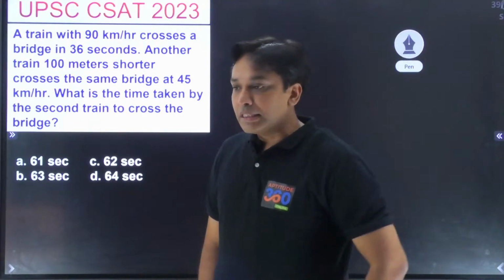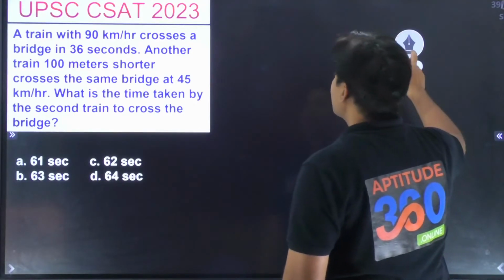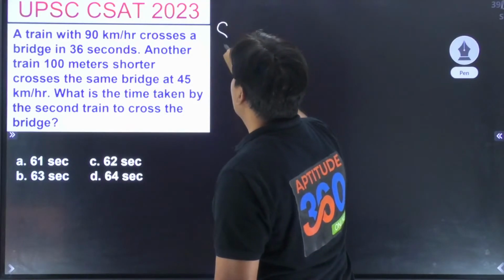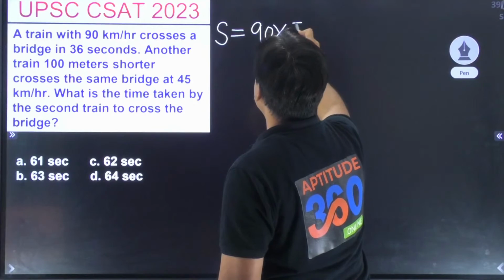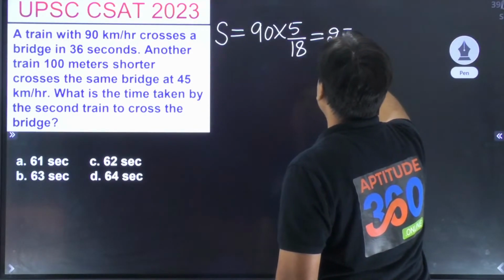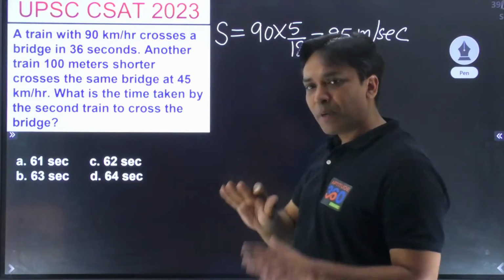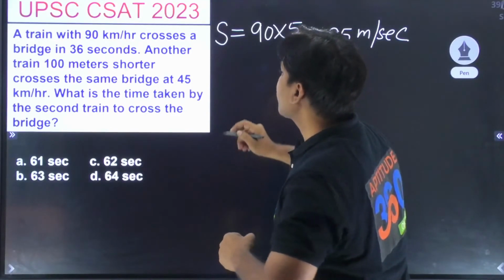A train with 90 kilometers per hour. How do we solve this problem, by the way? Crosses a bridge in 36 seconds. So what is the speed of the train? Speed, if you want to find out, yesterday what is that you learned? 90 has to be multiplied with 5 by 18, and that comes out as what? 25 meters per second, isn't it? That is the speed of the train, and it is crossing in 36 seconds.